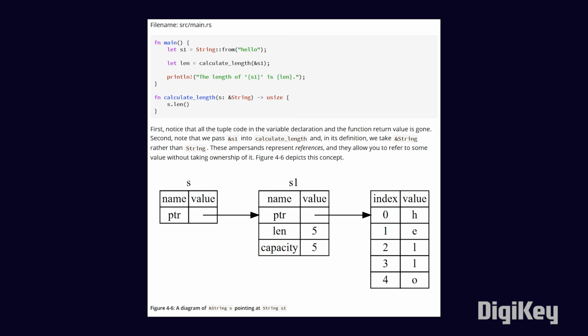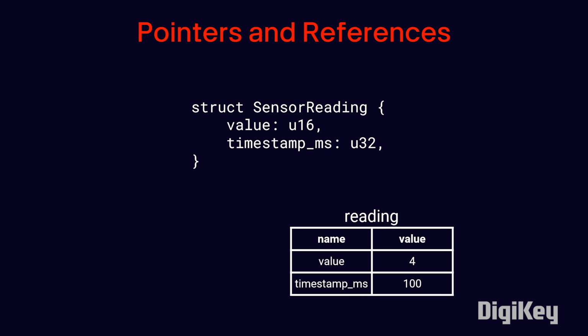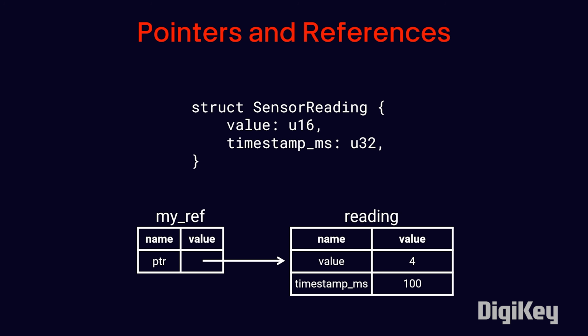In our examples, we'll avoid using the heap so you can see how references work on data just in the stack. We've been working with the custom struct sensor reading that has the two unsigned integer values, value and timestamp ms. Let's say we create such a struct stored in a variable named reading. Unlike the standard library string type, the data for this struct lives on the stack. Now, let's say we create a reference named myref that points to reading. Both myref and reading live on the stack. This allows us to demonstrate references and borrowing rules without needing to use the heap.